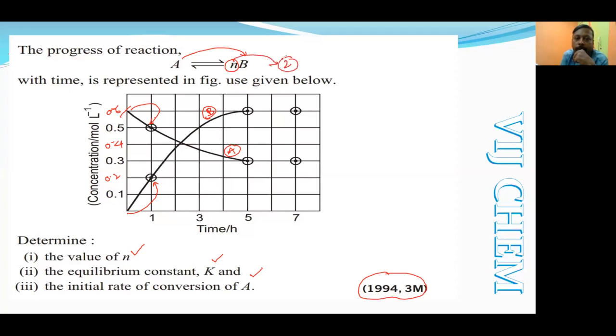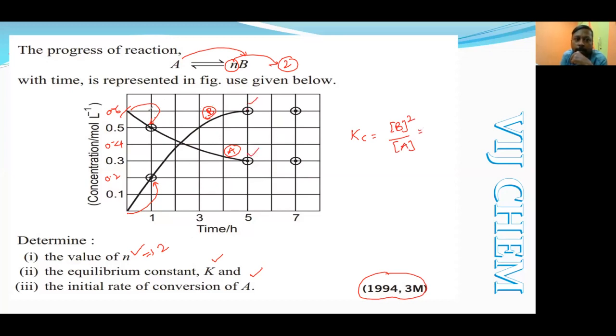Why is this 2? Is it understood? So the value of N will be 2. Okay. Now formula for Kc. Kc will be concentration of B at equilibrium to the power of 2, concentration of A to the power of 1. So you have to take the equilibrium concentration.